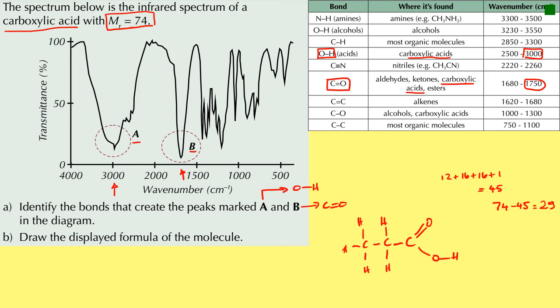Let's just make sure. So this part of the molecule here, let's just circle it in a blue dot. We have to make sure that what we think is the rest of the molecule adds up to 29. So we've got 12 for the first carbon, 12 for the second carbon, and 1, 2, 3, 4, 5 hydrogens, and that's 24, 29. Okay, so there we have it. We're pretty confident that what we've drawn in red there is the displayed formula of the molecule, which is propanoic acid, as it happens.